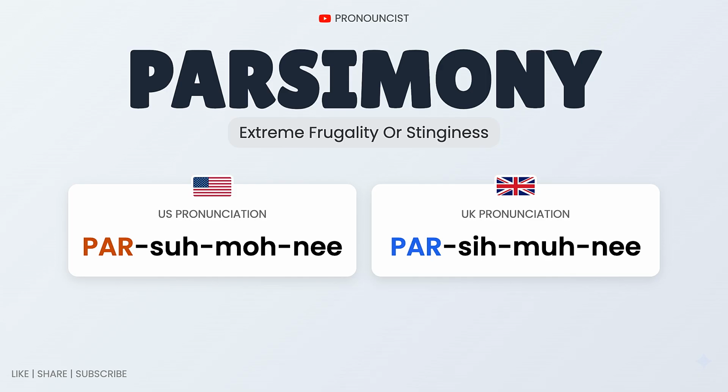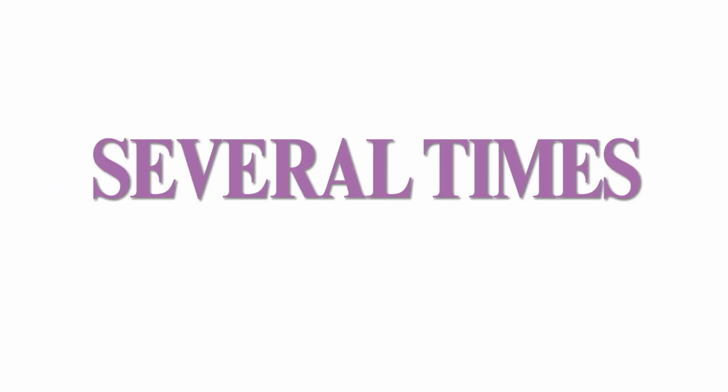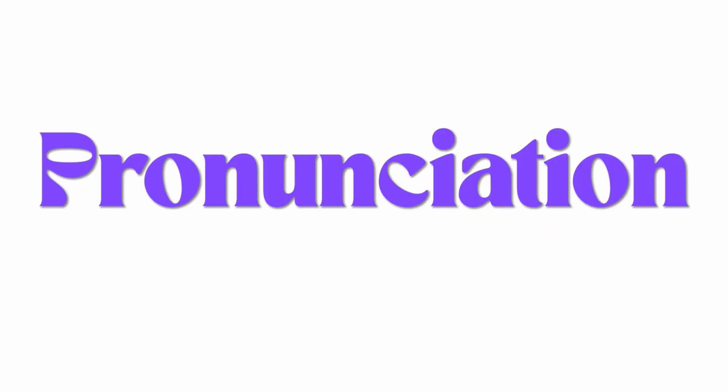In UK, stress par too, but si is softer. Means stinginess. Parsimony. Practice repeatedly and you'll soon be able to say this word perfectly. The best way to practice is to repeat the syllable multiple times. The meaning of the word is extreme frugality or stinginess. Try repeating this word several times to improve your pronunciation.